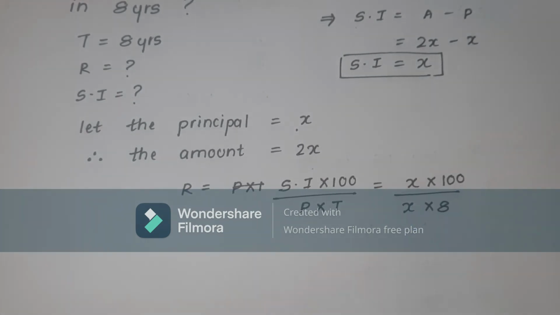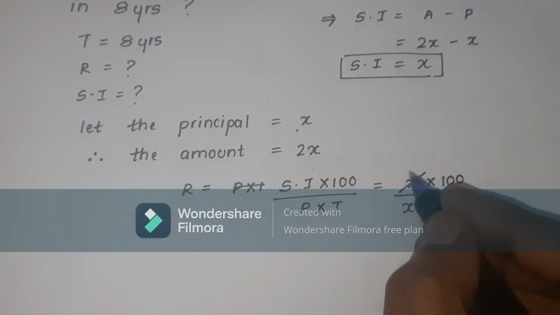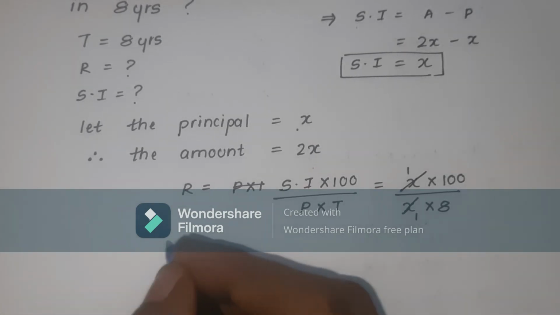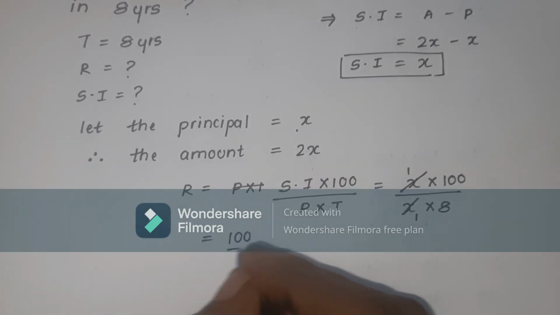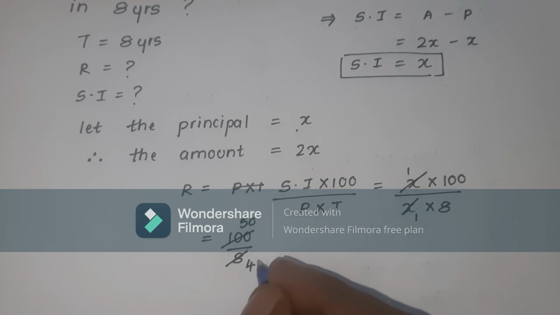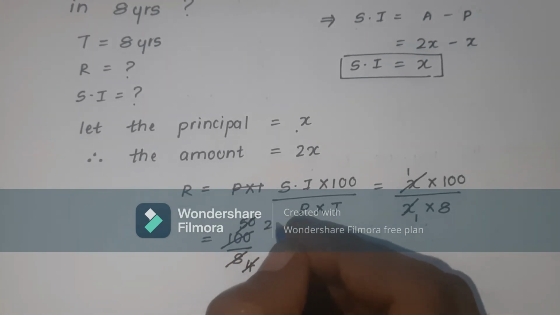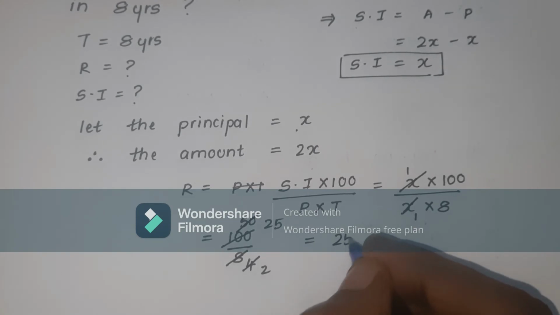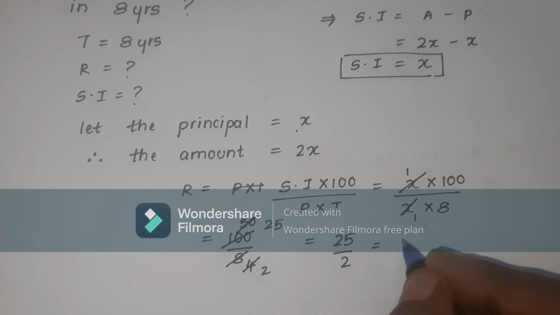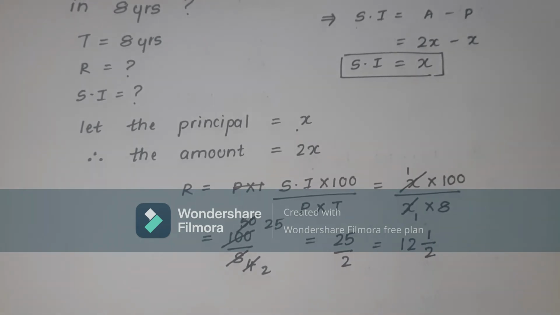What is the time, student? 8 years. So you know very well, x in the numerator gets cancelled by x in the denominator. So you have 100 by 8. This goes into the table 4 times. This goes into the table 50 times, student. This goes 2 times. This gives 25 by 2. You know, student, 25 by 2 is an improper fraction. So the half of 25 will be 12 as a whole number and 1 by 2. So this is my final answer for the rate: 12 1 by 2% is my rate.